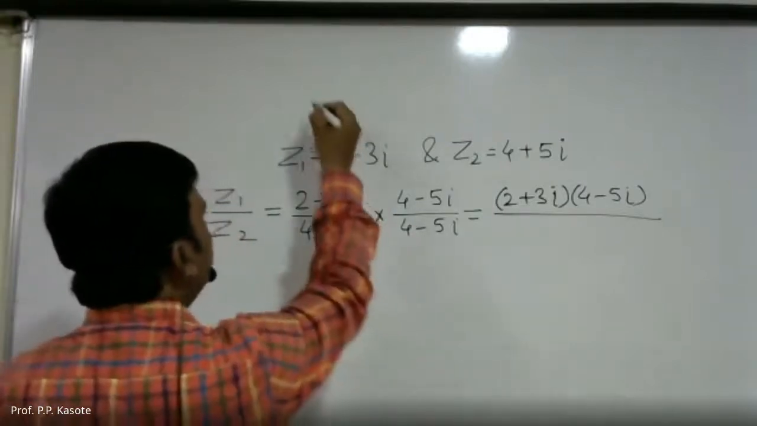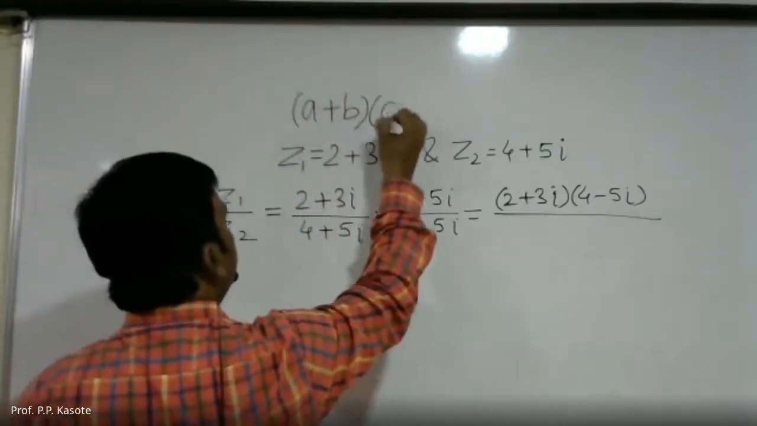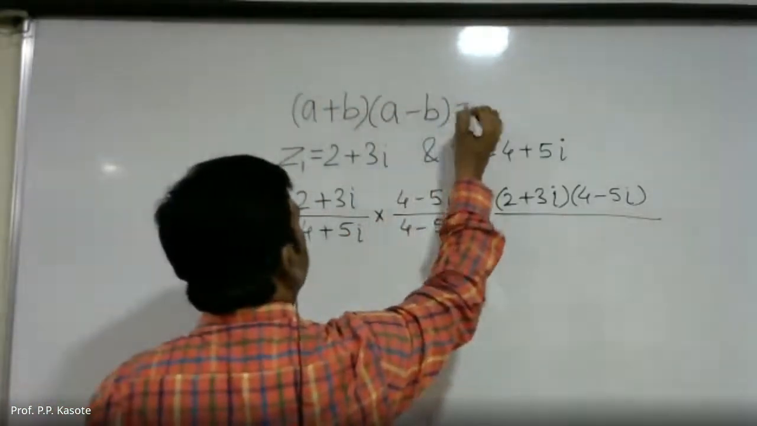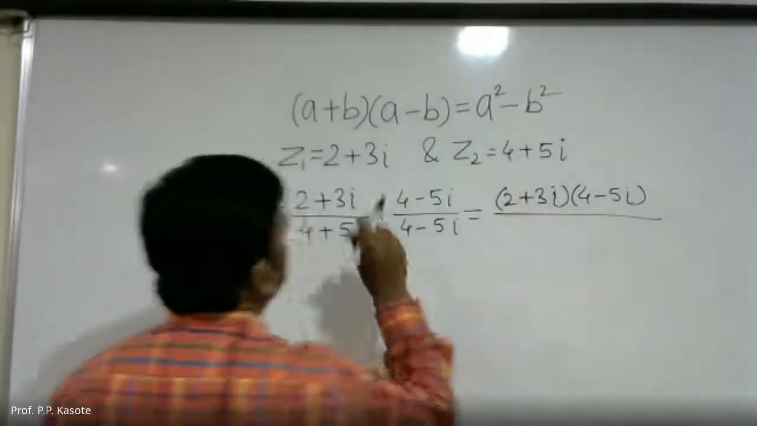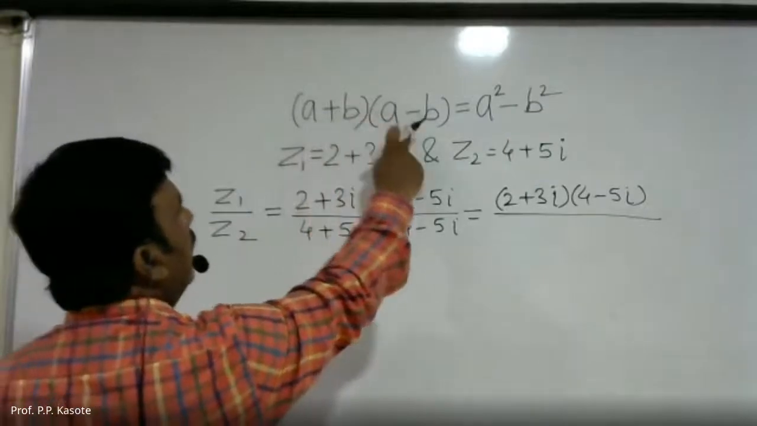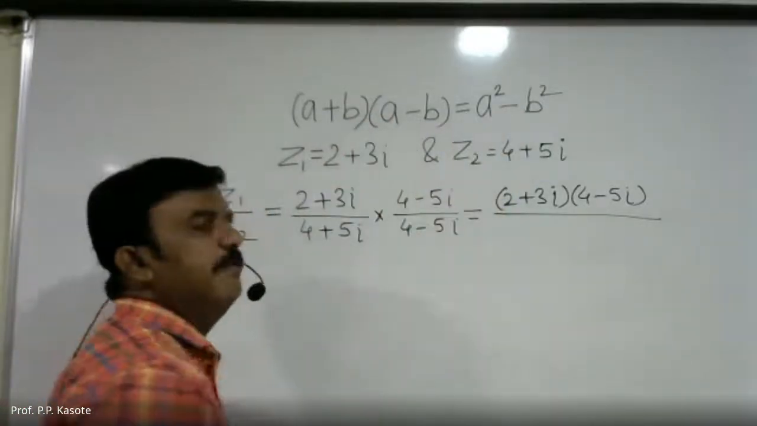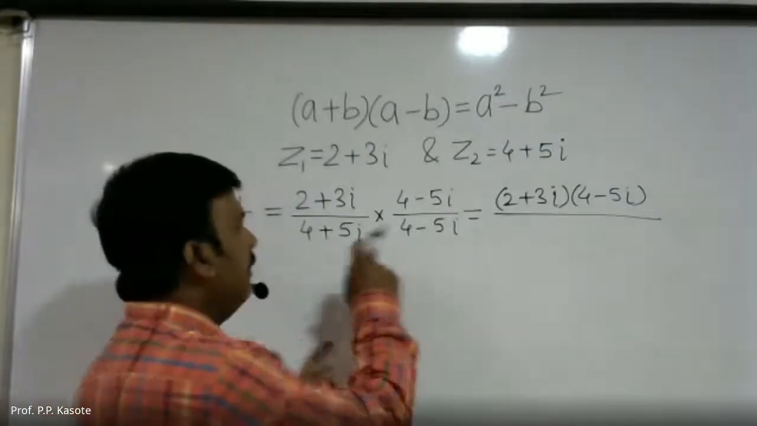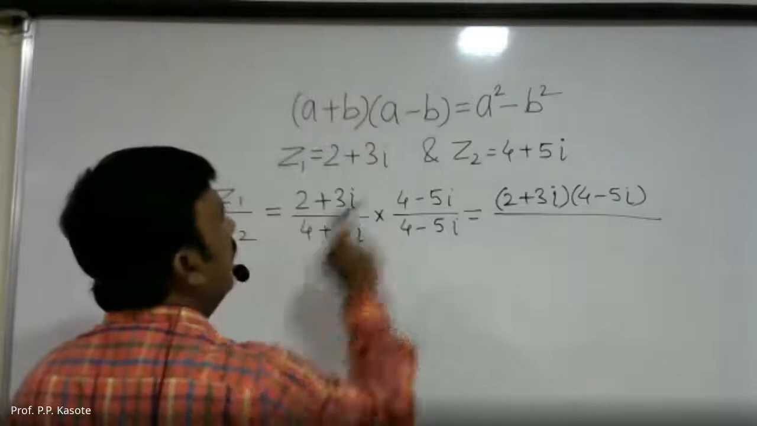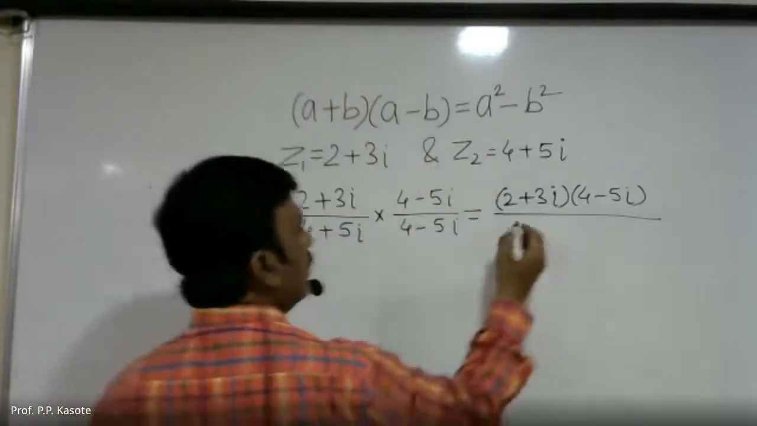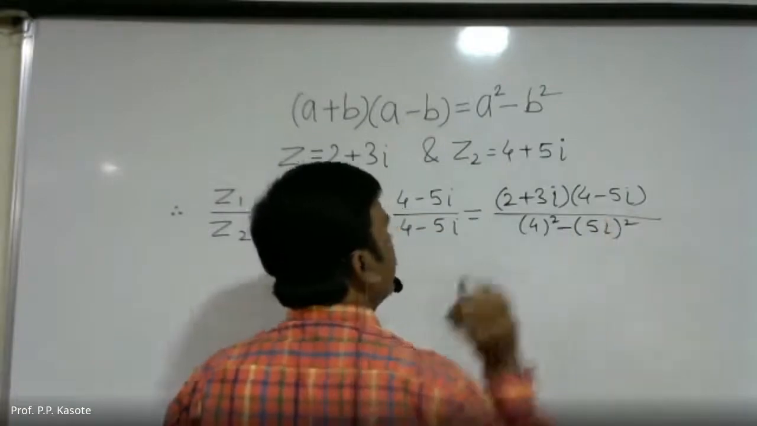So, here we can use a plus b into a minus b formula. A plus b into a minus b, कितना लिखते हैं हम लोग हमेशा? a square minus b square. If a plus b, a minus b, इनका मल्टीप्लिकेशन हमेशा a square minus b square होता है. तो यहाँ पे भी हम लोग इन दोनों का मल्टीप्लिकेशन करने के लिए we use this formula a square minus b square. A is 4, that is 4 square minus 5i square.